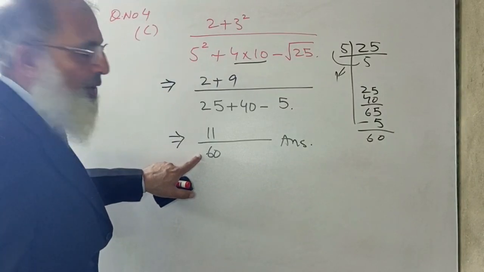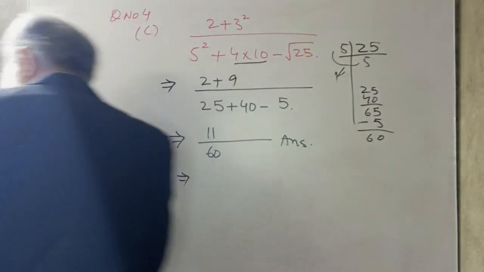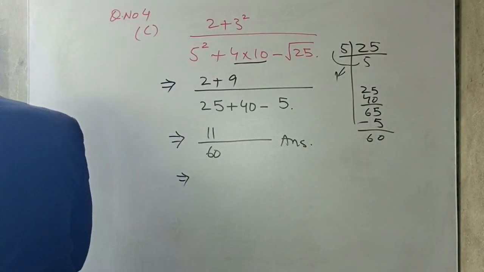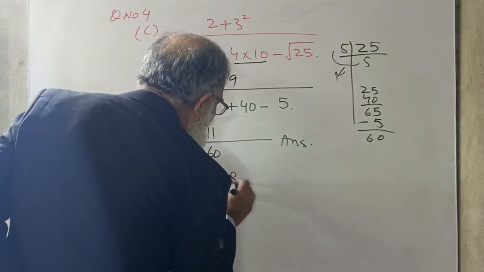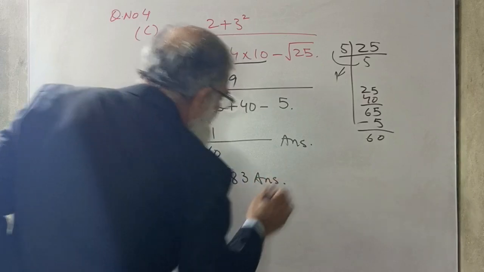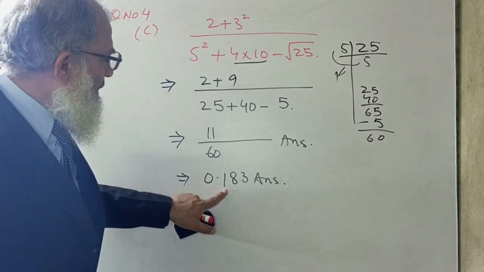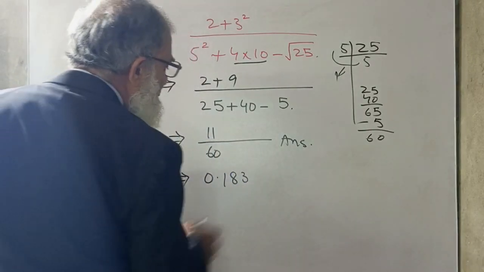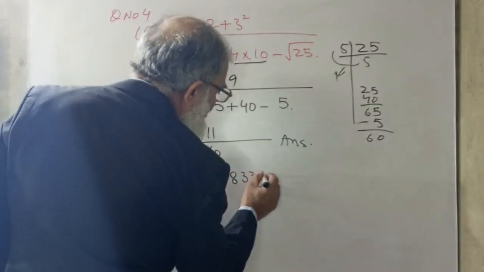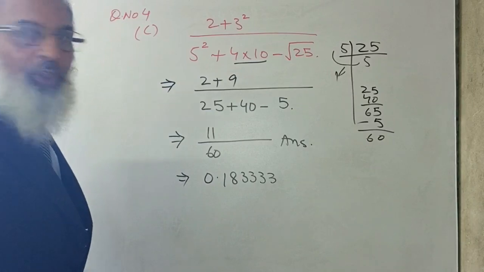And if you want to bring it into decimal form, then you have to use the calculator again. 11 divided by 60 is equal to 0.183. Now dear students, you see that this answer in fact was 3, 3, 3. Unstoppable 3, non-ending 3.